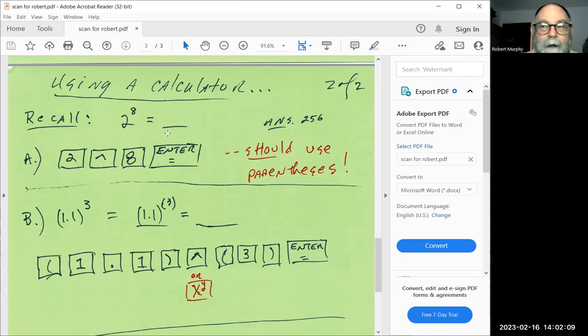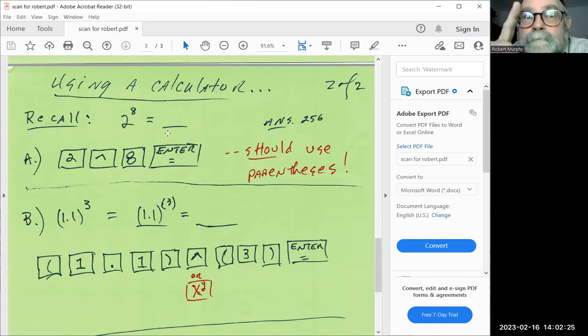So for some problems, yeah, we don't need a calculator, but the key is to make sure you're pushing the buttons the right way by doing a problem that's really easy. 2 to the 8th power equals 256. Did you push the buttons the right way?